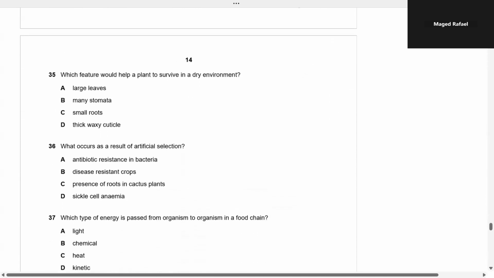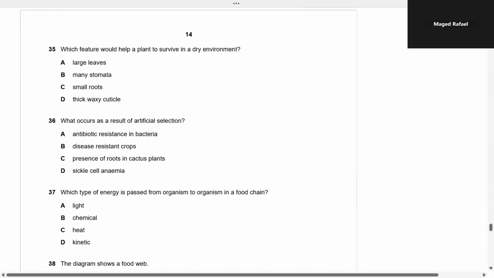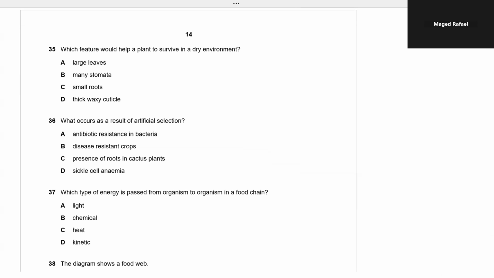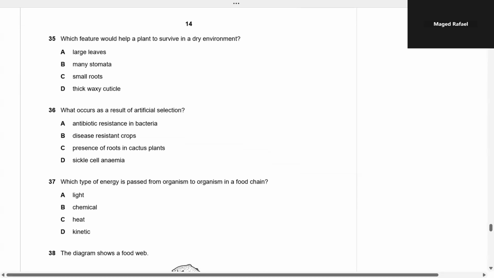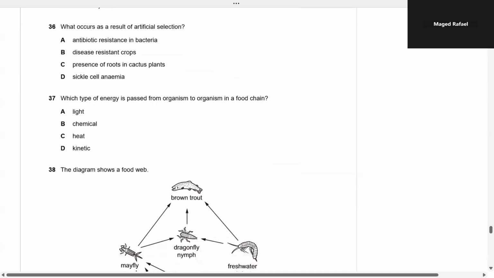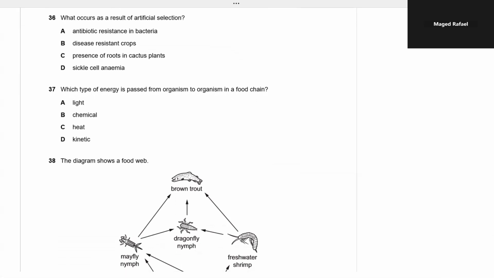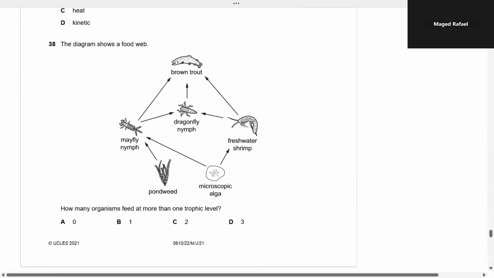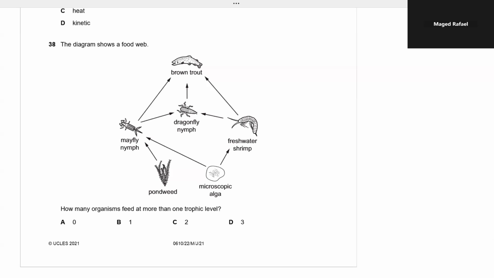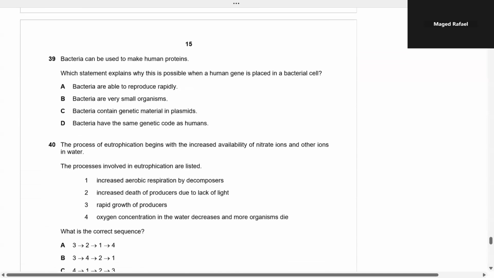Question 35, the answer is D. For the dry environment, we need a thick waxy cuticle. Question 36, the answer is B. This is a result of artificial selection. Question 37, the answer is chemical energy, so the answer is B. Question 38, only one organism feeds on more than one trophic level, so the answer is B.